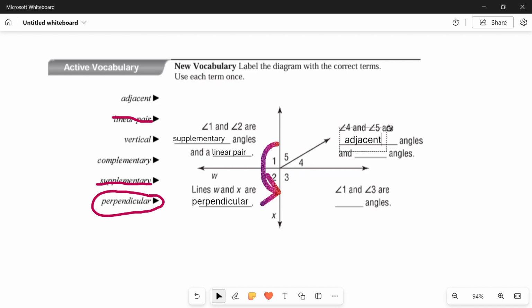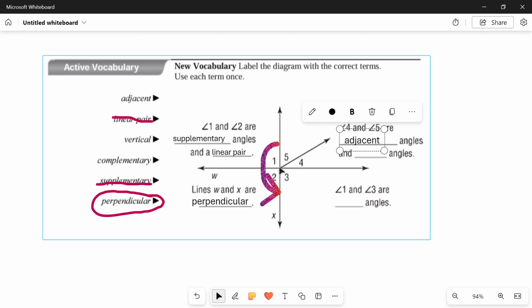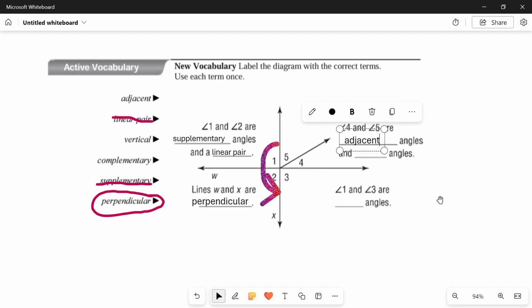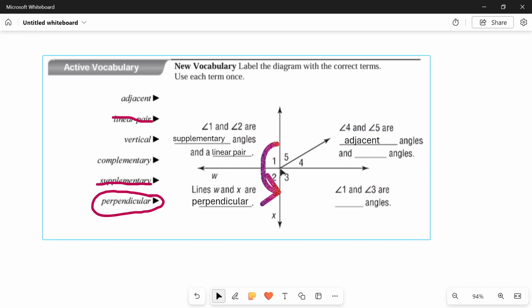Actually, all right, yeah, we're going to say they're adjacent. And it's because they have the same common point, but the fact is that they share a side. See how they share a side? Okay, so I would say they are adjacent because they have the same initial point and they have one side that they share. Angle 4 and angle 5 share this side. Okay, and then last, these two together add up to 90 degrees because these two lines are perpendicular.